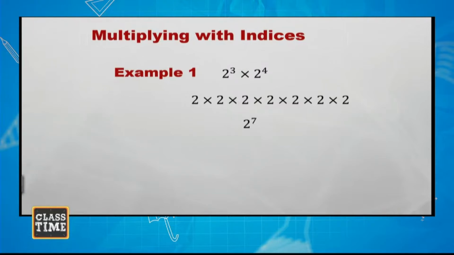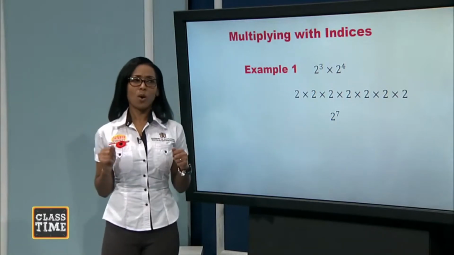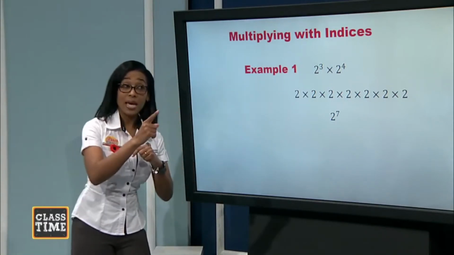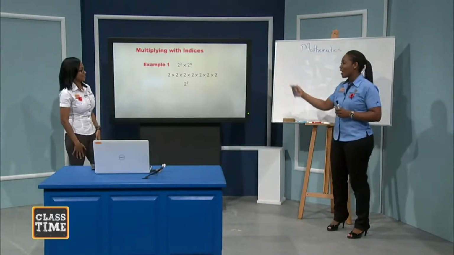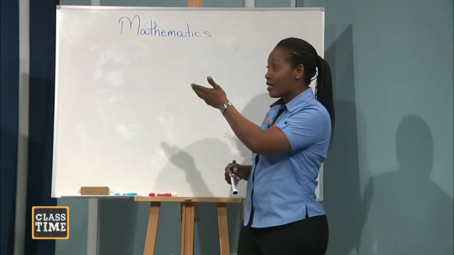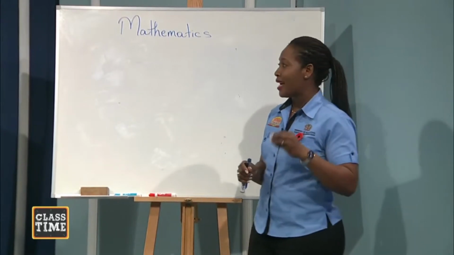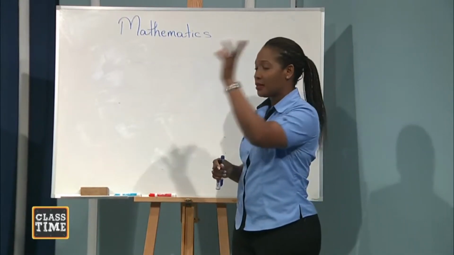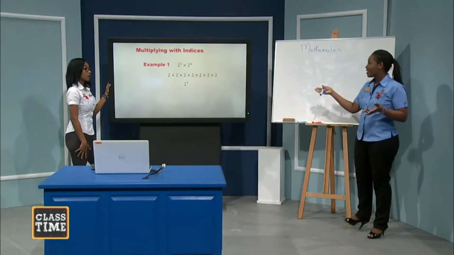So, let's look at our powers. We have 2 cubed multiplied by 2 raised to the 4th power. Now, when we were dividing terms of the same base, we subtracted the powers. If we're multiplying the same base, we're going to add, and you can see, 3 and 4 gives 7. As you can see, it is proven here when you expand. If you add the exponents as you multiply the same base, you get the correct answer.